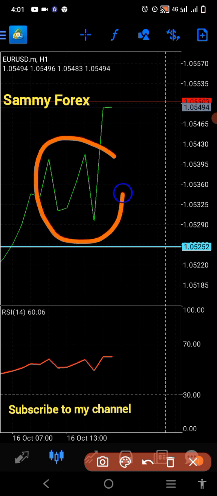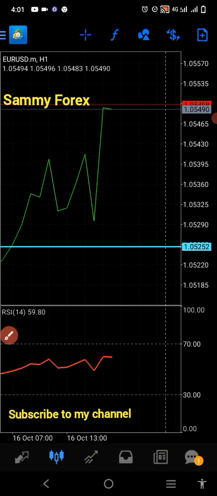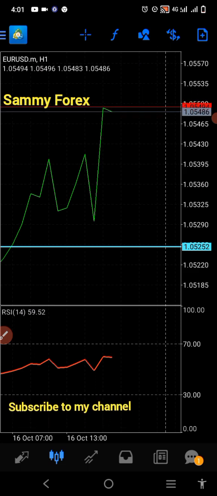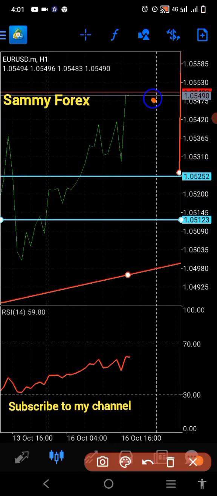This happens to be the mini W. You can see the W shape here. There's always a W formation before the market will go upward, or an M formation before the market will trade downward. Now let me go back. This is the mini W I told you about.